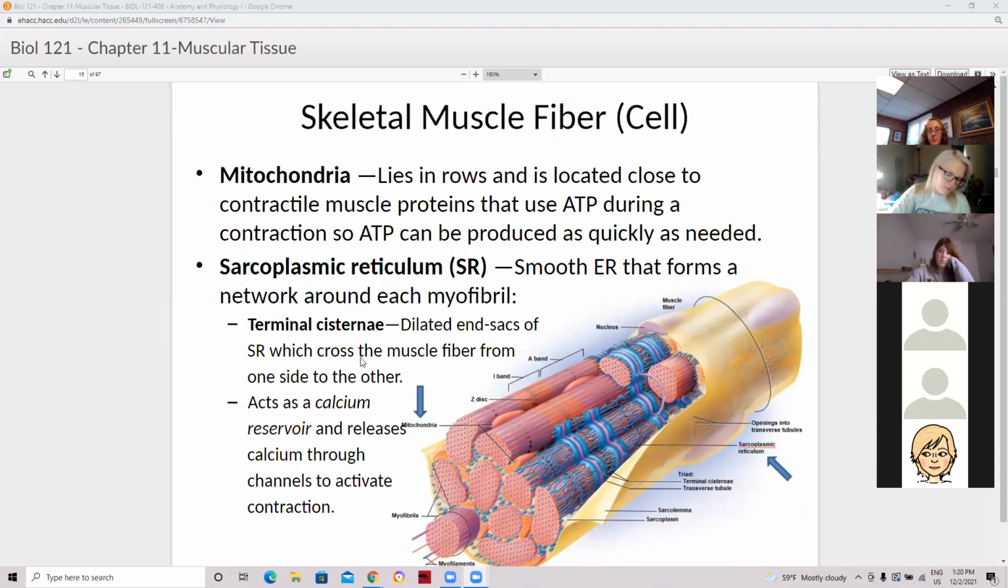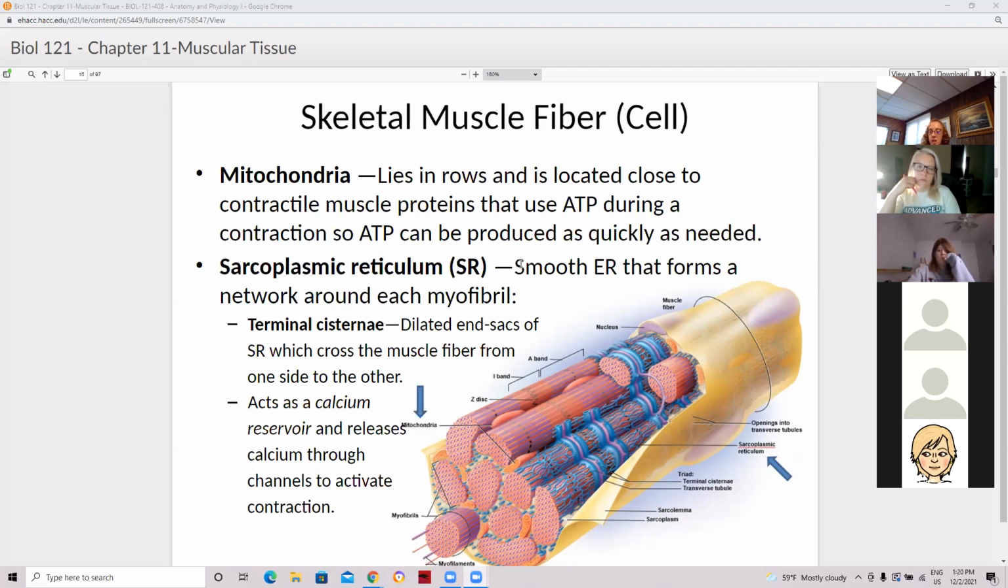Mitochondria lie in rows and are located close to the contractile muscle proteins that use ATP during a contraction. So we keep a lot of mitochondria around in the muscle because we go through ATP so fast. It's not something you can store, so we keep a lot of mitochondria around.